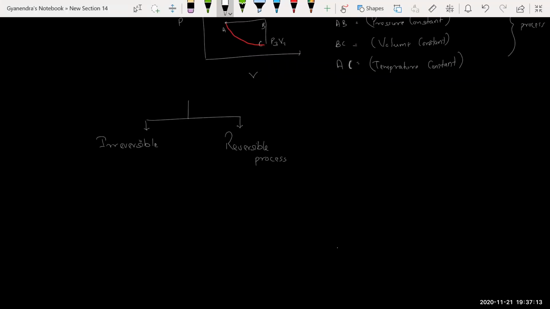Reversible processes take infinite time to complete, sir. Very good. Only those processes which would take actually an infinite amount of time to get completed are called reversible processes. That's one way of looking at it. Let's properly understand what a reversible and irreversible process is.